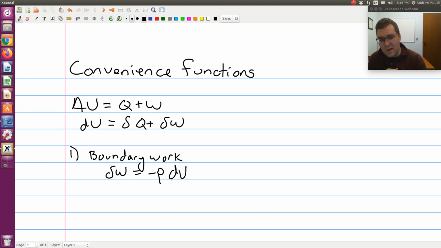It's a negative P dV because work done by my system is negative. So if my volume is expanding, my system is doing work on the surroundings. So it's a negative P dV.